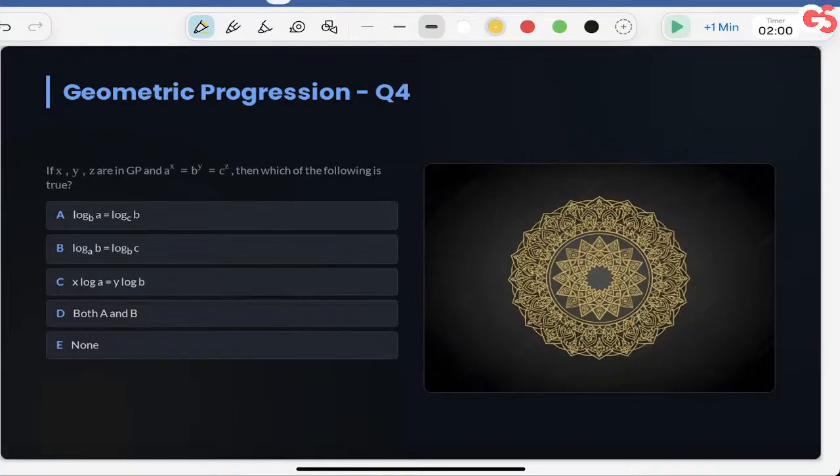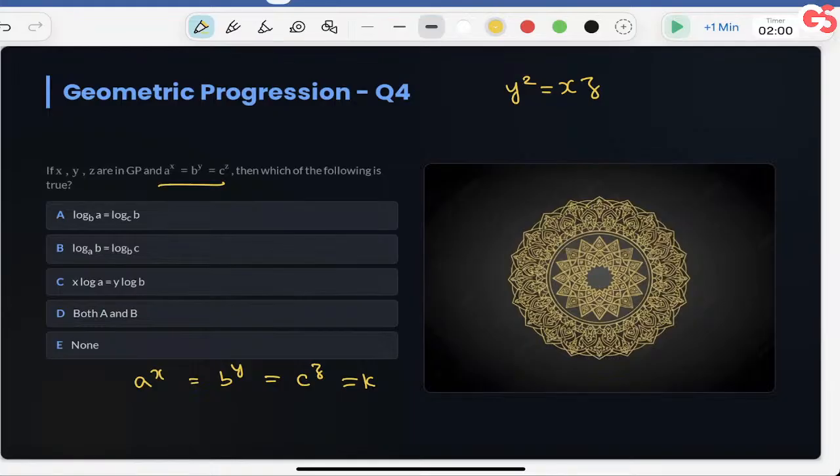x, y, z are in AP, that means y square must be equal to x times z because y will be the geometric mean, right? In a GP. And it's also known that a to the power x is equal to b to the power y is equal to c to the power z. Which of the following should be true? So let's say that this is equal to k. If I assume this to be equal to k, then I'll get what? I'll get something.